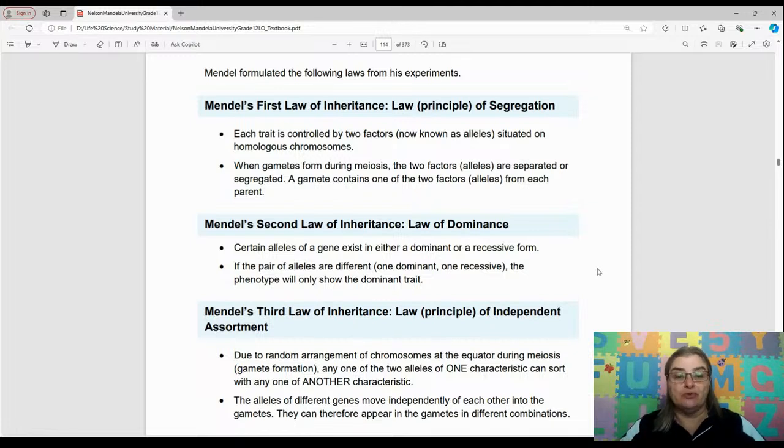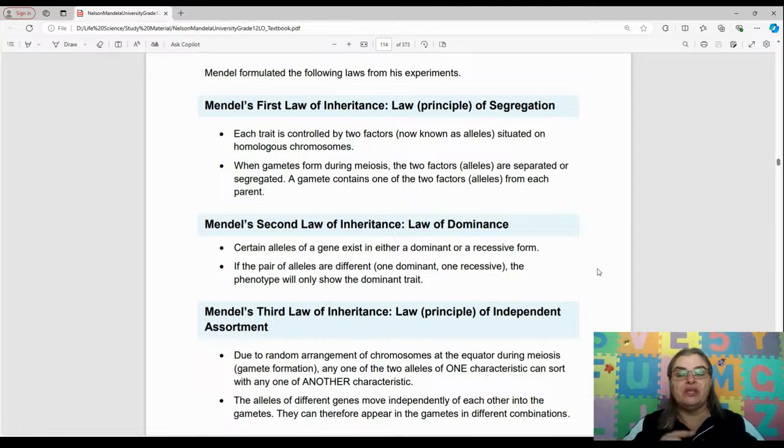Okay, so let's read. The law of dominance says that certain alleles of a gene exist. Certain, not all, okay? Certain alleles exist in either a dominant or a recessive form. And if the pair of alleles are different, the phenotype, in other words, how it ends up looking, will only show the dominant trait.